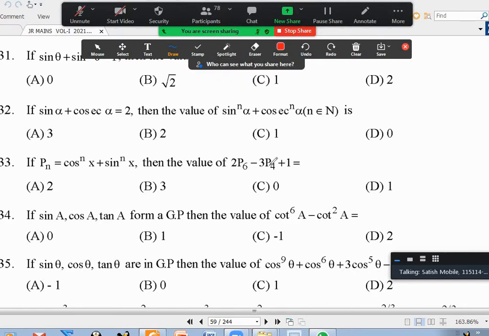Can I? Yes, please. So for P6, we will put the value of n as 6. So we'll get cos to the power 6x plus sine to the power 6x, which can be written as (cos square) whole power 3 plus (sine square) whole power 3. Which can be written in the form (cos square plus sine square) whole power 3 minus 3 sine square cos square (sine square plus cos square). By that we'll get 1 minus 3 sine square cos square.